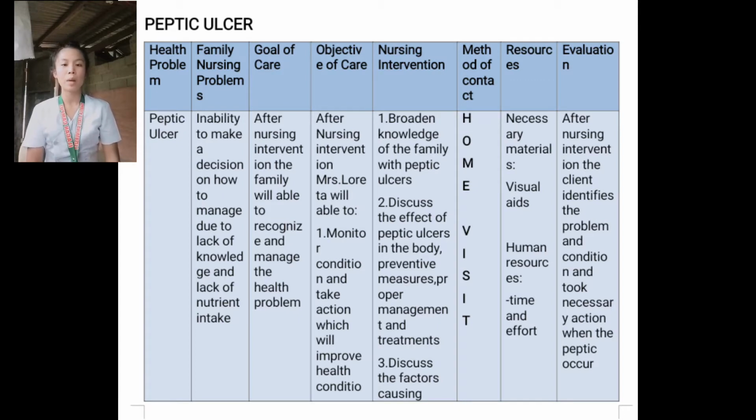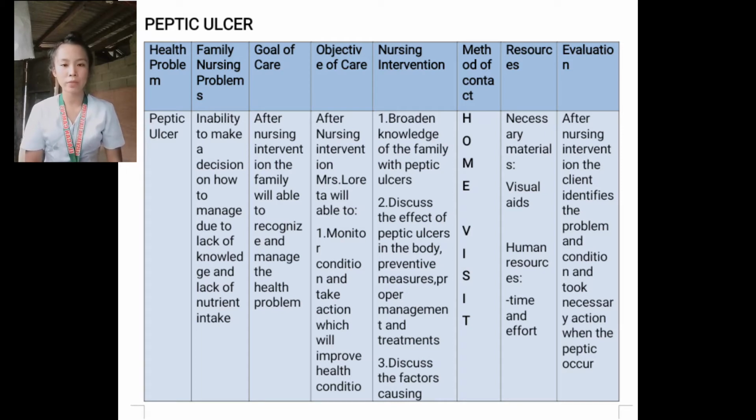Family nursing problem is inability to make a decision on how to manage due to lack of knowledge and lack of nutrient intake. Goal of care: after nursing intervention, the family will be able to recognize and manage the health problem. Objective of care: after nursing intervention, Miss Loretta will be able to: 1. Monitor condition and take action which will improve health condition.